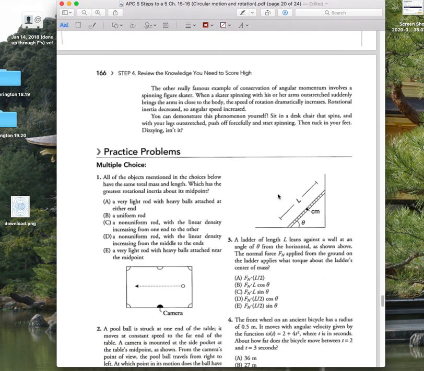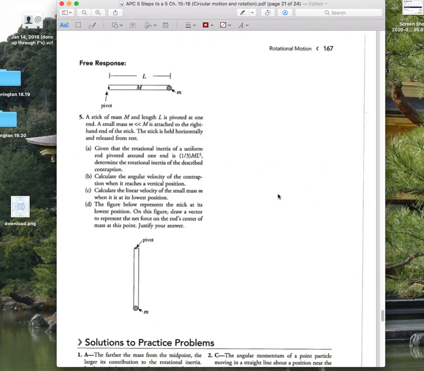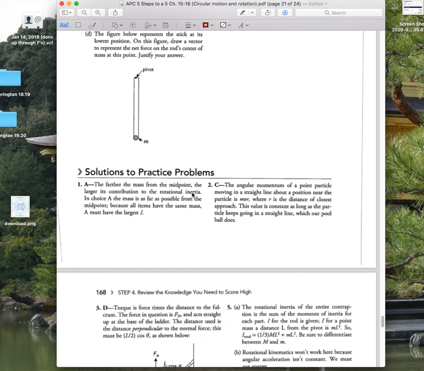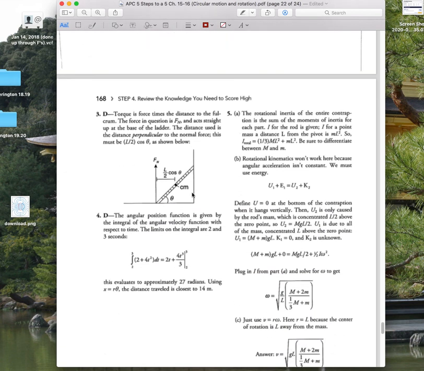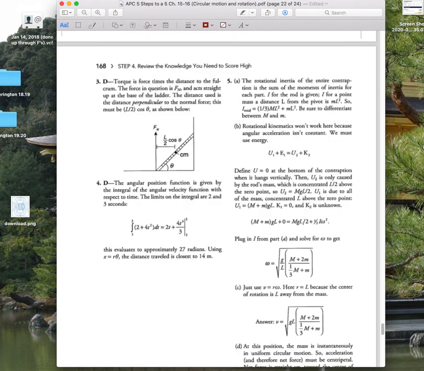There's not much else in this chapter. I would look at some of these. I think these are useful. I would definitely look at the tests we had before. I think I gave you some practice free response with rotational things in January. I'd look at those and make sure you do the ones that we're giving today. So that's all I've got on that.